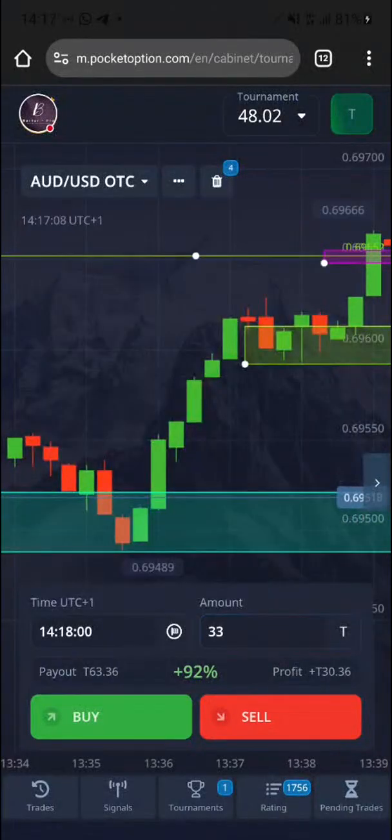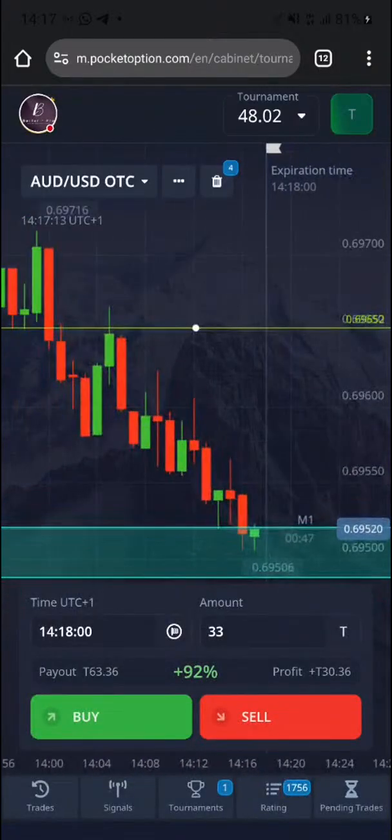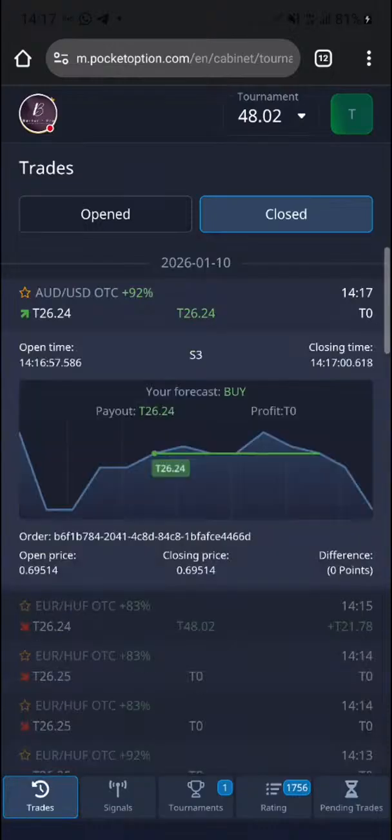There's another one down there, but it's already pulling back. Let's go back to M1. You see what I'm talking about? Let's see. Oh, okay. It was break even.